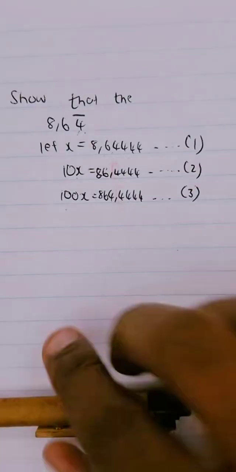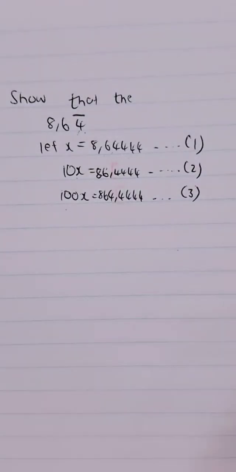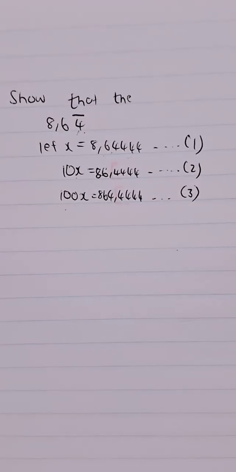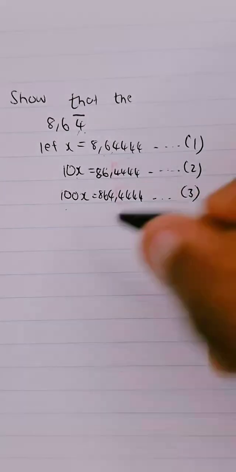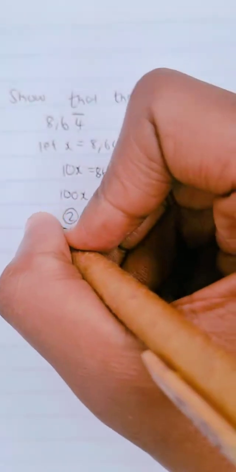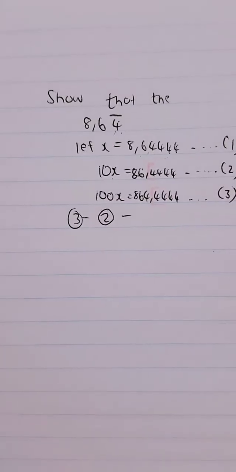Why do we want that? Because remember, a rational number is a number that can be written as a fraction, where the numerator and the denominator are integers, but the denominator cannot be 0. So we can now say, let's take equation 3 minus equation 2.